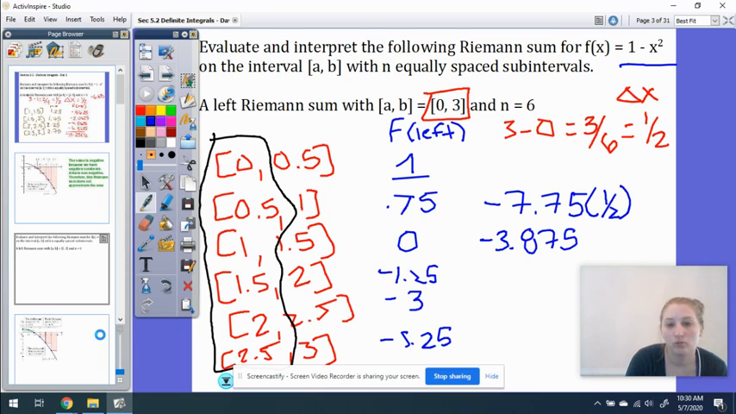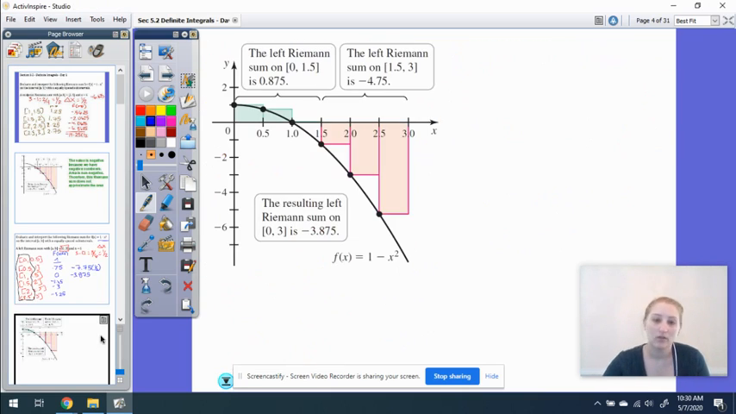Let's look at this graph. In this case, what our Riemann sum is doing is approximating the area of the regions that lie above the x-axis minus the regions that lie below the x-axis. This difference between the positive and negative regions is our net area. Let me type that out.